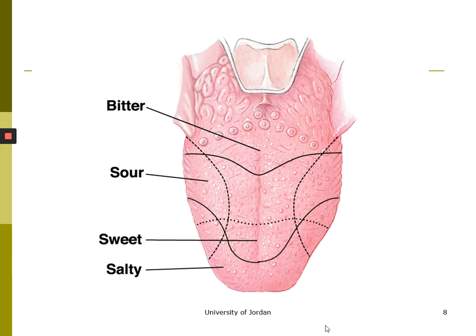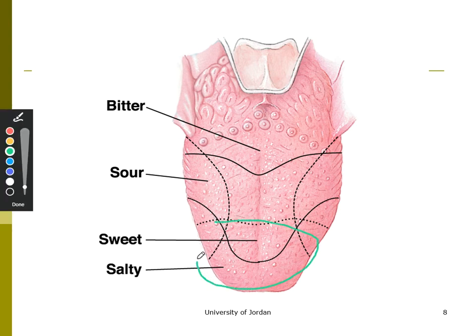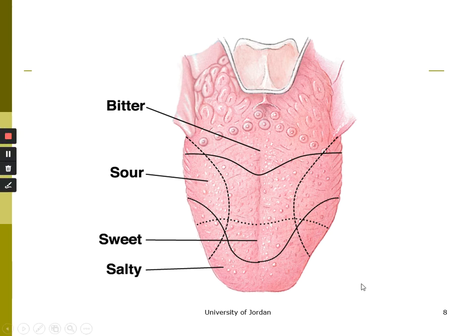Why? Because the sweet receptors are found in the tip of the tongue. We are not going to feel the sweetness unless we feel it here in the tip of the tongue. This is the sweet. So this is why we lick ice creams or sweet substances with the tip of the tongue.